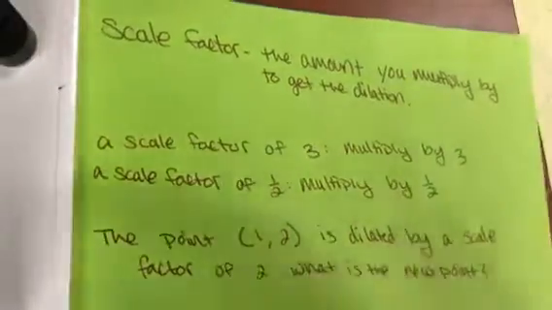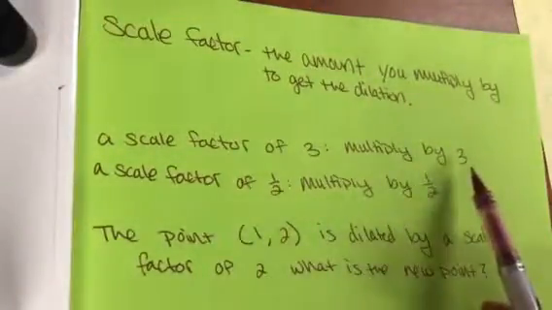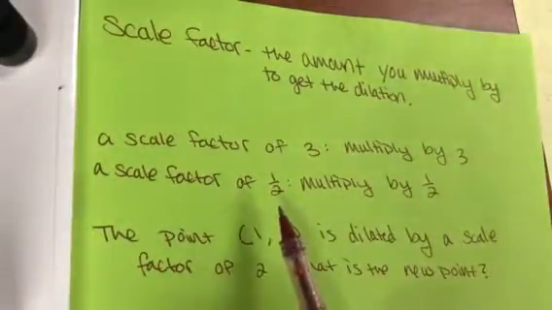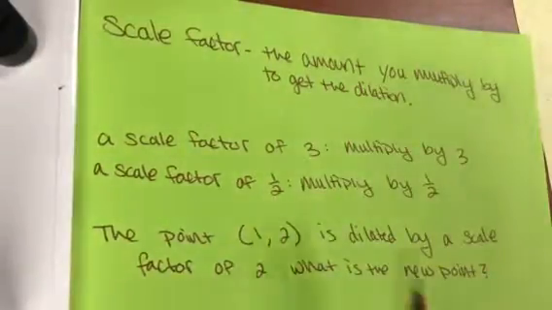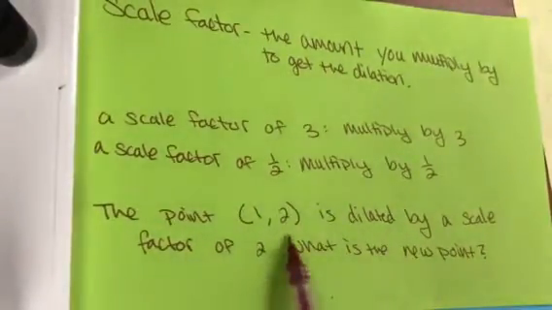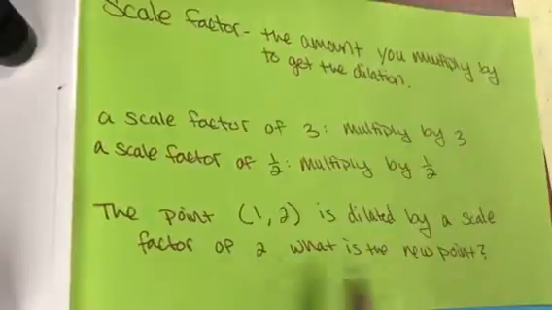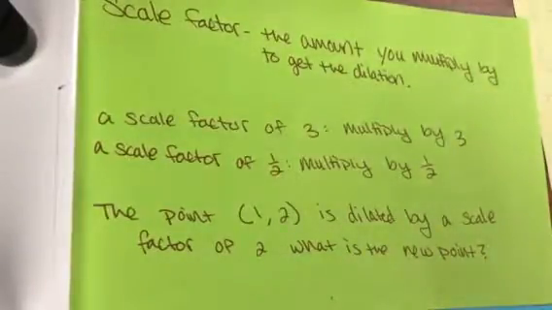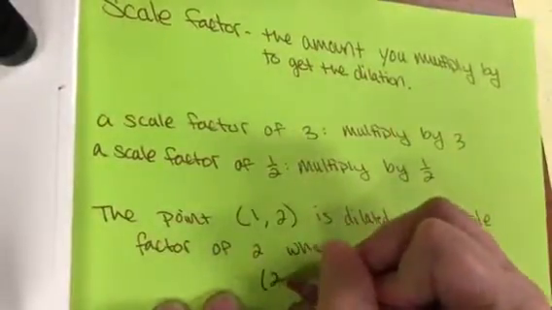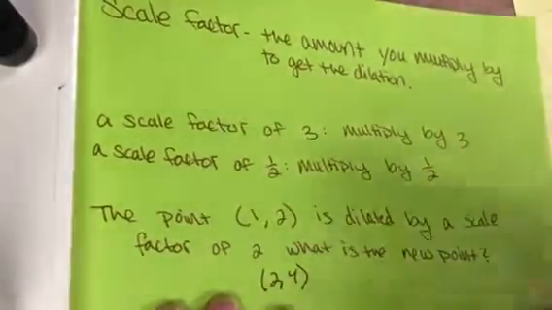With a scale factor of 3, you're going to multiply by 3. A scale factor of 1/2, you multiply by 1/2. So if the point 1, 2 is dilated by a scale factor of 2, what's the new point? You're going to multiply by 2, so you end up with 2, 4. Pretty simple, right?